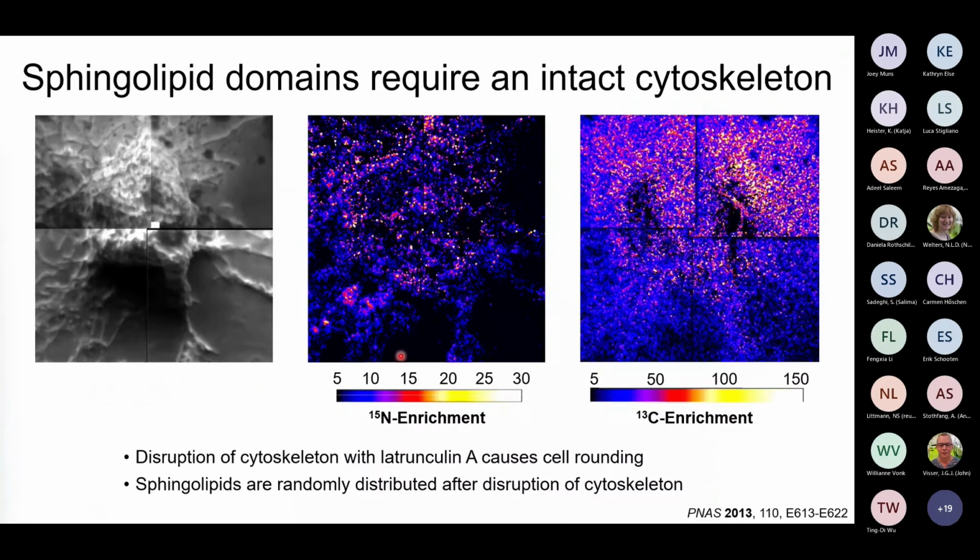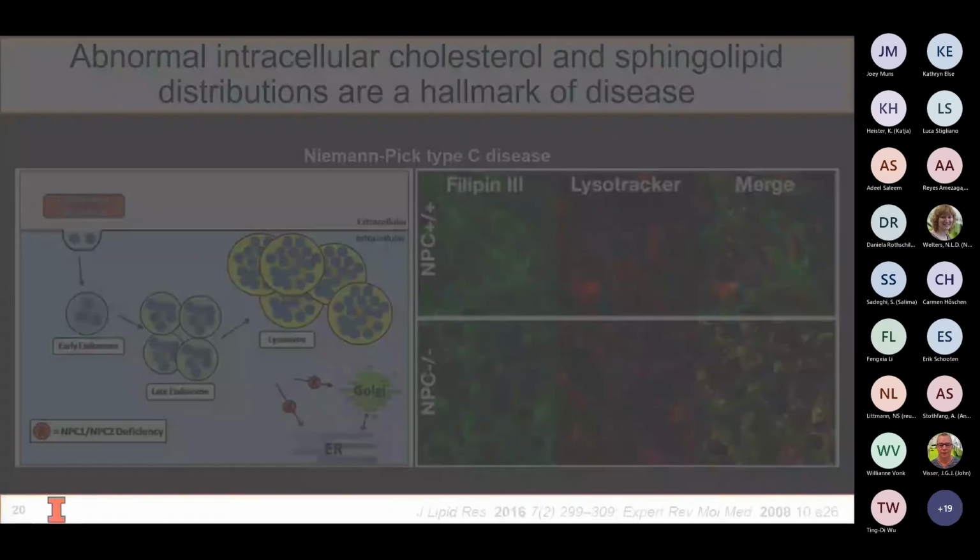I'll say we did look at what was causing the sphingolipid domain, since we found it was not cholesterol enrichment. It had to do with the cytoskeleton. If we disrupted the cytoskeleton with drugs, those sphingolipid domains went away, as shown here. And I want to end on something real quickly.